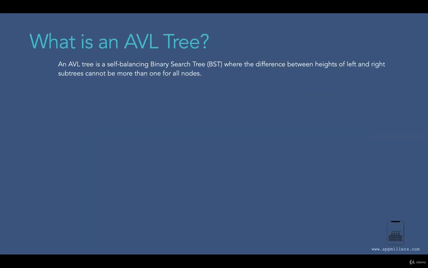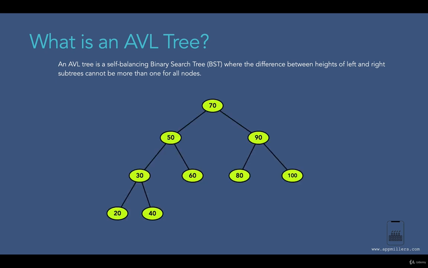So by definition, an AVL tree is a self-balancing binary search tree where the difference between heights of left and right subtrees cannot be more than 1 for all nodes. So from this definition you can easily see that an AVL tree is also a type of binary search tree. This means that all properties of binary search tree are applicable for AVL trees as well.